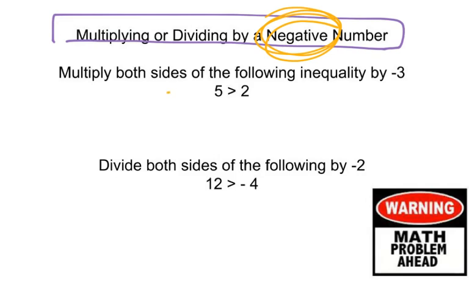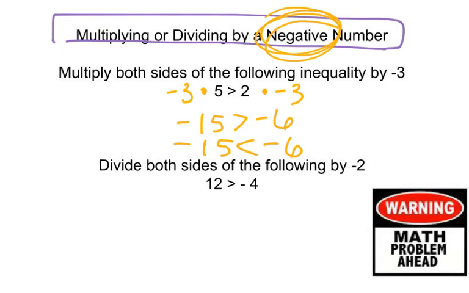But if I multiply the left side by negative 3, to keep it the same inequality, I've got to multiply this side by negative 3. Then I get negative 15 is greater than negative 6. Well, is owing $15 better than owing $6? No, it is not. Negative 15 is not greater than negative 6. It made my inequality not true when I multiplied by the negative. Well, if I simply take my inequality sign and flip it around, now my inequality is still true.